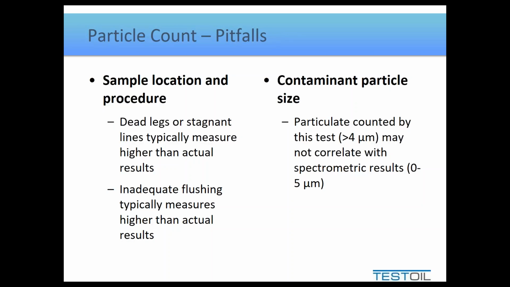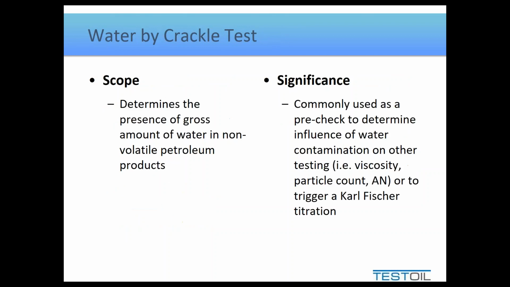Moving on to the water testing. Water testing is also done in two different methods, crackle test and Karl-Fischer titration. So let me talk about both, beginning with crackle test. In terms of its scope, it's a quick check to measure gross amounts of water. The significance of this test is it's basically a pre-check for doing a better test, like a Karl-Fischer titration.